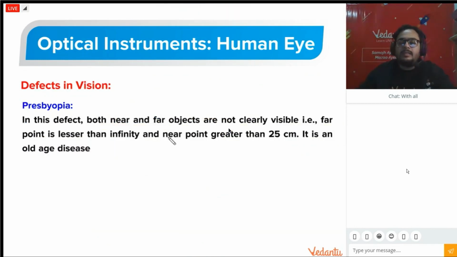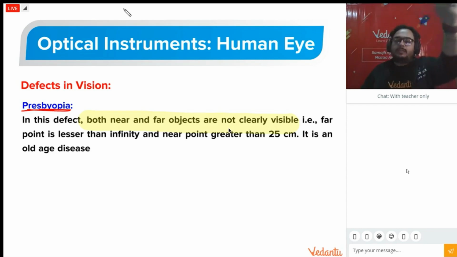And then there is the disease of old age, which is called presbyopia. In this case, both the near point and the far point are not clearly visible. So you cannot see up to infinity and you cannot see things very close. You cannot see things that are very far. You cannot see things that are very close. Neither far nor near is visible, I don't know what is happening in life. So basically this is called presbyopia, and this is an old age disease.